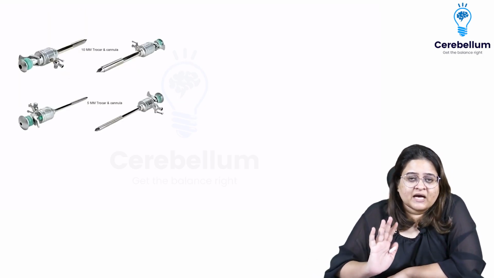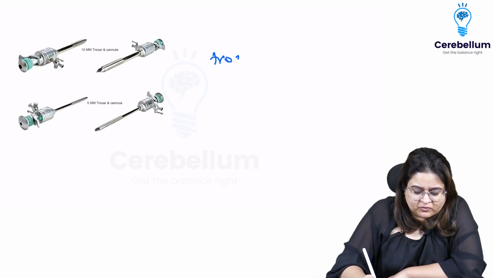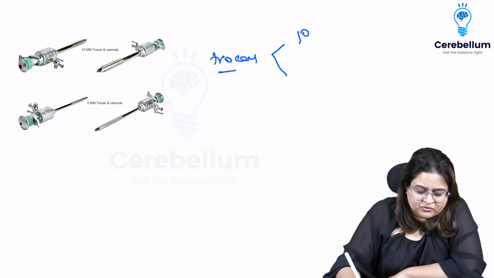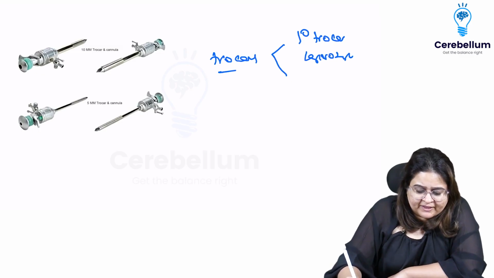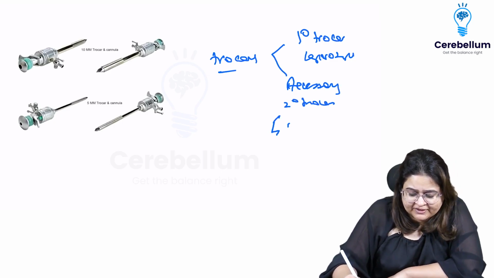Now, once the abdomen is insufflated with carbon dioxide, we then put the trocars. So you have the primary trocar or primary port through which the laparoscope will go in, and then you have the accessory or the secondary trocars through which the instruments will go inside.